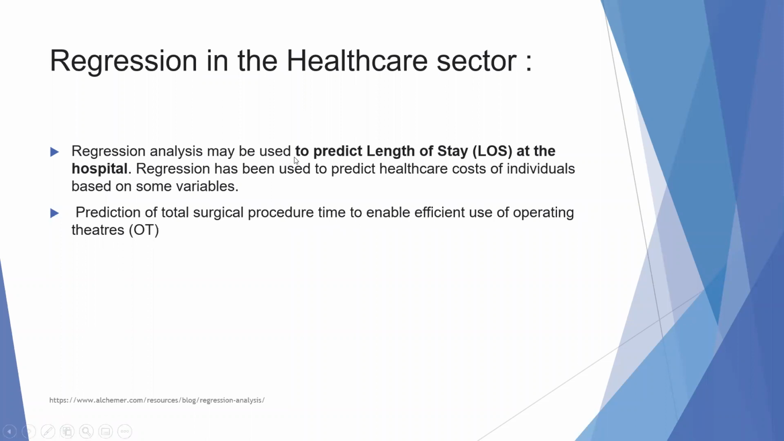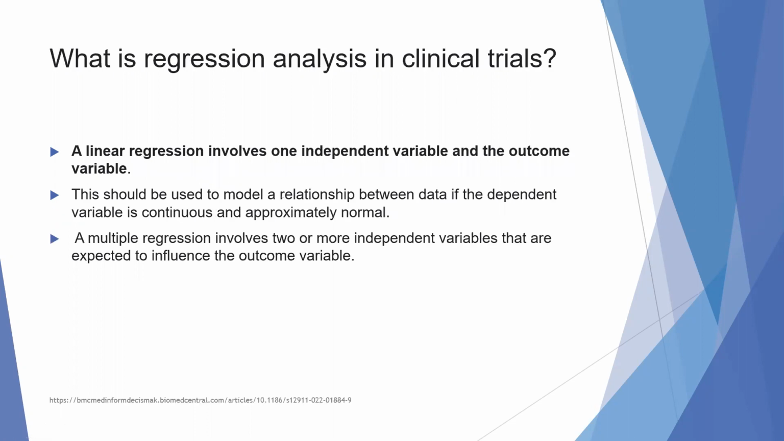Regression analysis can be used to predict. One of the ways to use regression in the healthcare sector is to predict the length of stay at the hospital. For example, regression has been used to predict the healthcare costs of individuals based on some variables. Prediction of total surgical procedure time to enable efficient use of operating theaters is one example of how these regression models can be applied in healthcare settings.